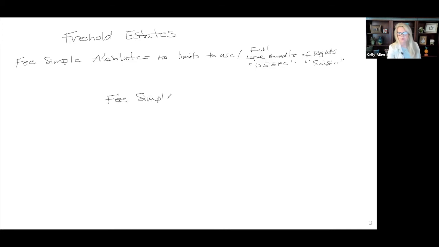Fee simple defeasible. When I say the word defeasible, I want you to link that to the word defeated, meaning ownership can be defeated. Ownership can be lost. Good. There are one of two ways this could happen. And again, it would appear as if this topic that I'm about to go over with you is lightly tested. I can't say for sure, but there you go.